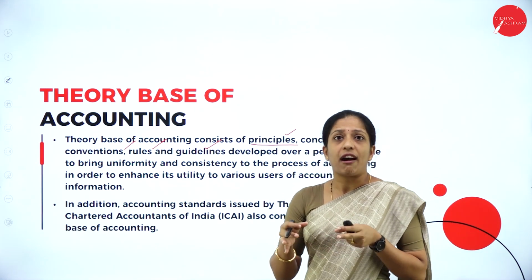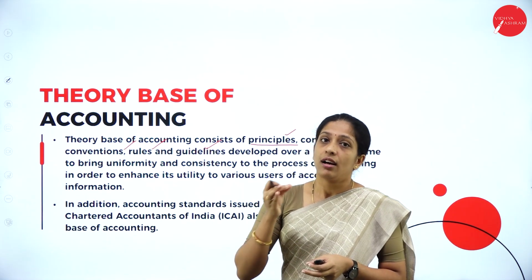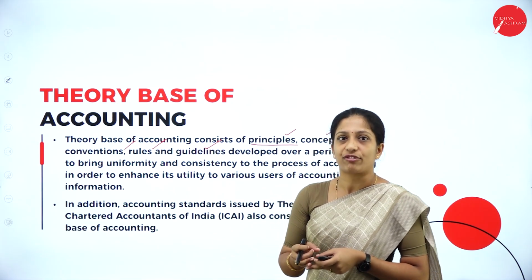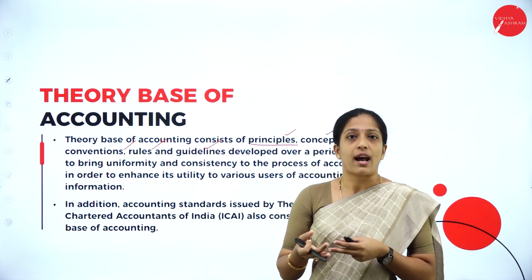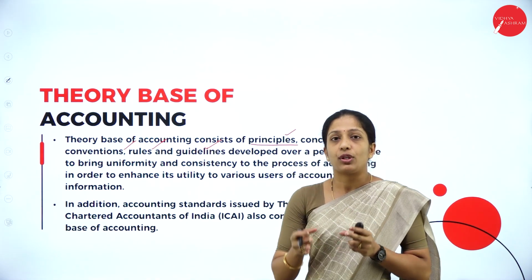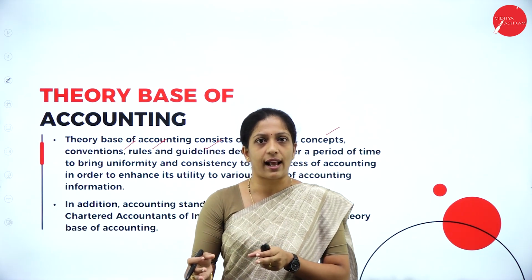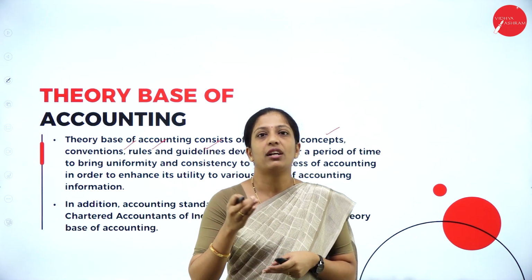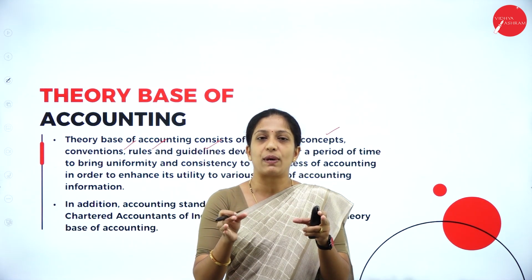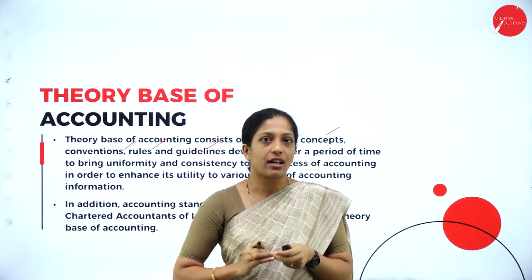Now, why do we have to follow all these rules, regulations, guidelines, as well as principles, concepts, conventions? Without them, what happens? There will not be uniformity in the books of accounts. When you want to compare the accounting results from one organization to another organization, or from one accounting period to another accounting period, then you have to maintain systematic as well as uniform rules and regulations. Then only can you compare the accounting results.